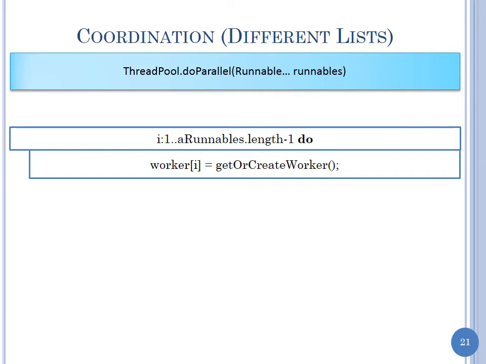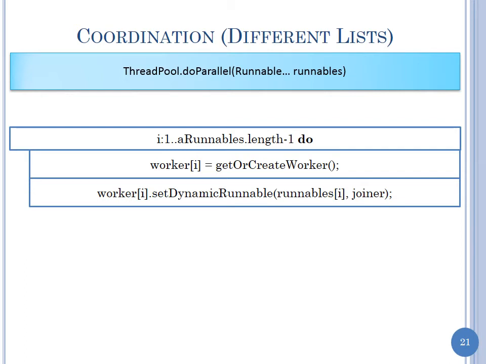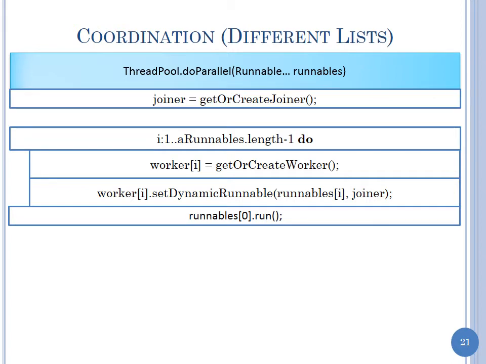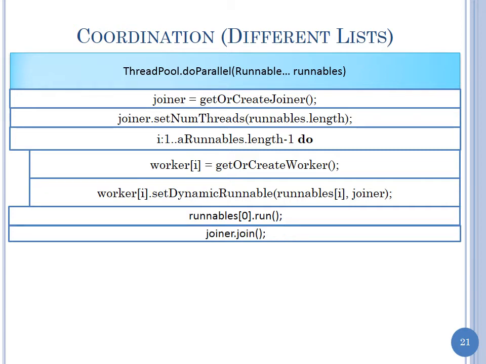I'm going to get or create worker. Assume there's a magic routine that does that. Let's assign that to an array. Who knows whether we need the array or not? And I go and set dynamic runnables joiner. That means I need a joiner object. And I take the 0th runnable and run it myself. So I need to go and get a joiner object, and I did set the number of threads to the correct one. And I do joiner.join.